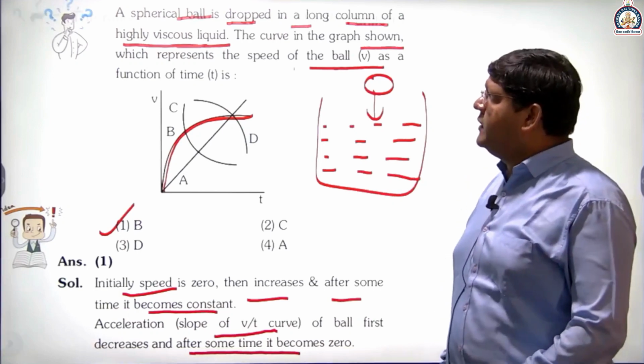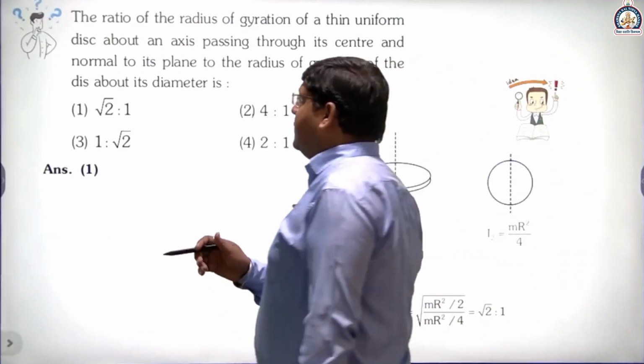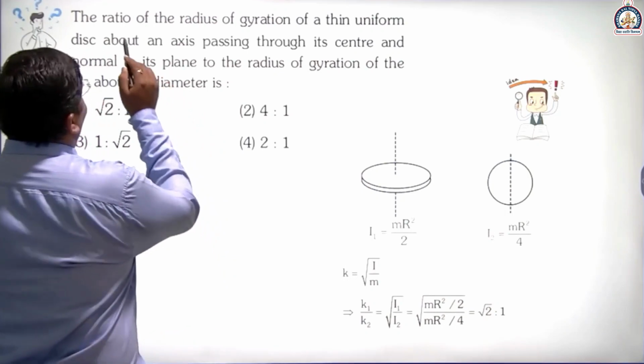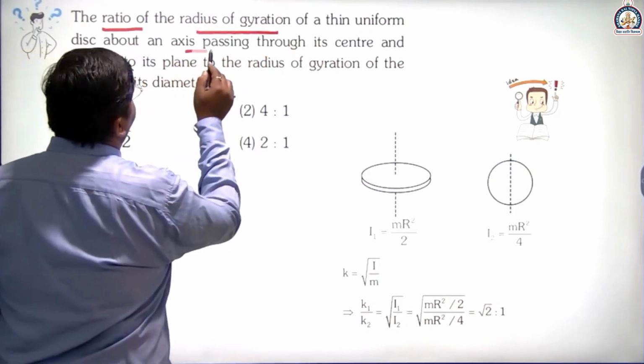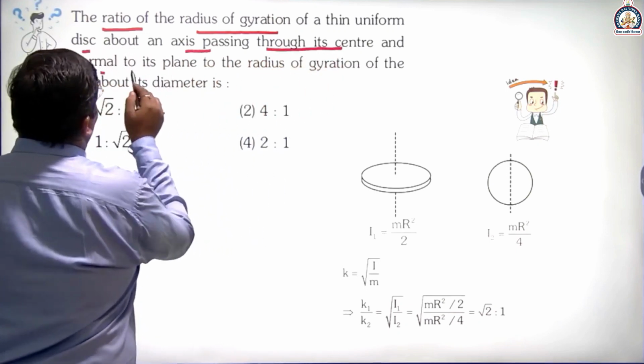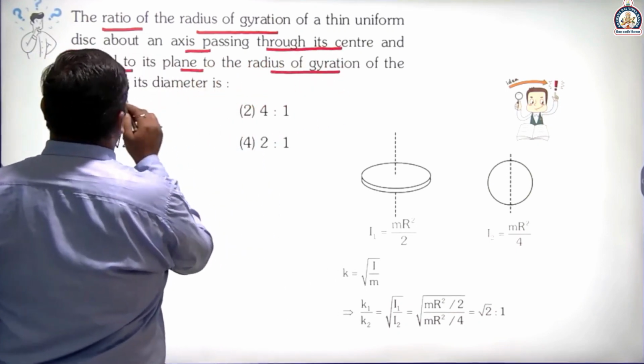Okay, moving to the next question. The next question is also from rotational motion. The question says: the ratio of the radius of gyration of a thin uniform disc about an axis passing through its center and normal to its plane, to the radius of gyration about its diameter.